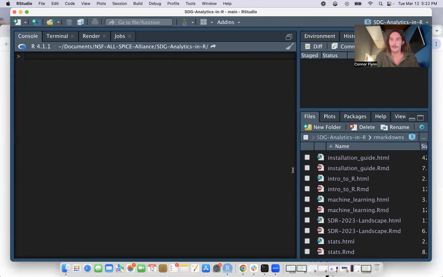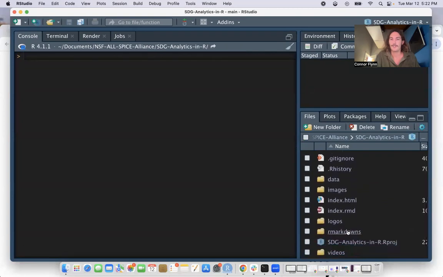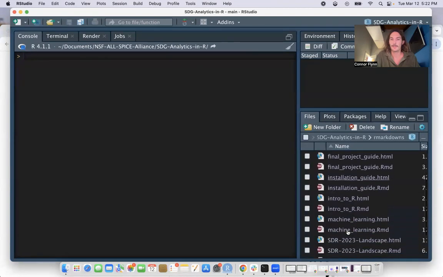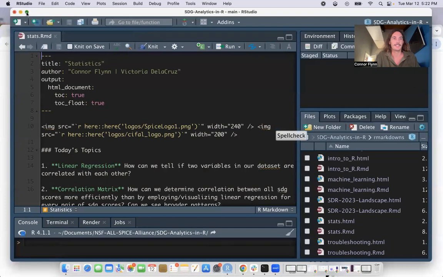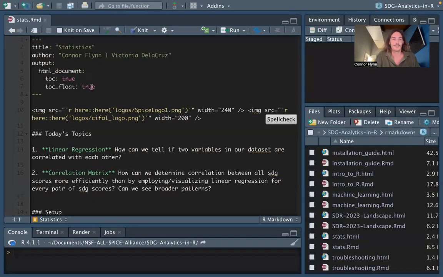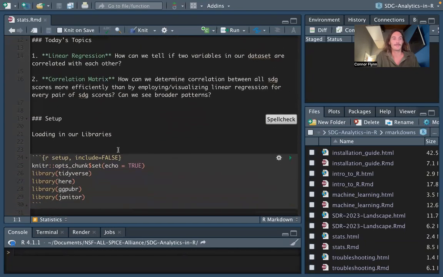And here we see, if we open our files pane, we'll go to that R markdowns folder, and we'll open up our stats.rmd. Let's give this a full screen. So here's our code, right, that mirrors what we see on the website.